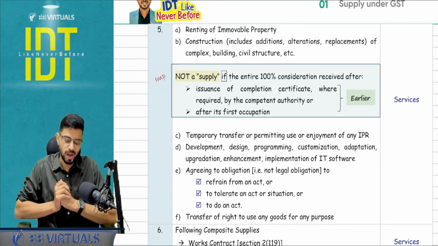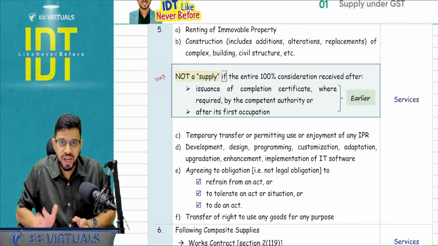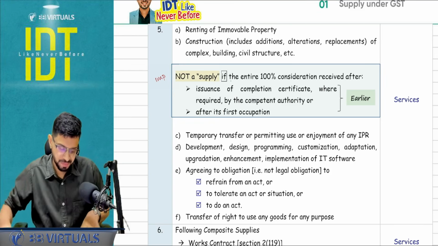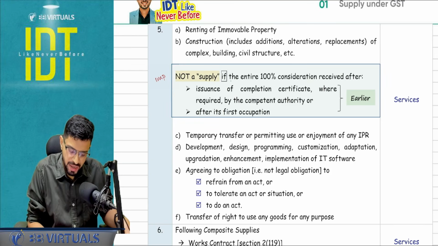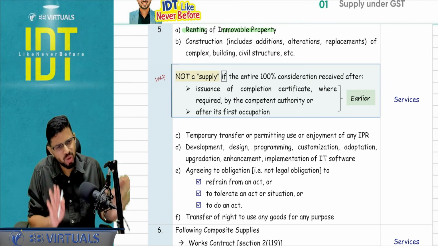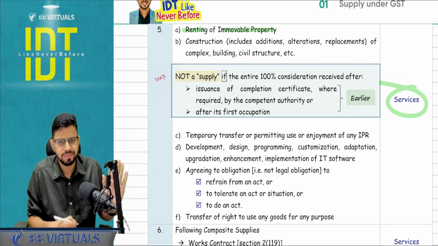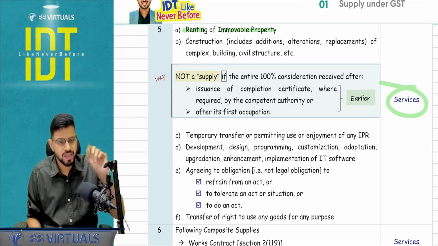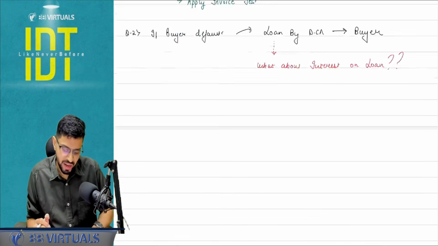Okay. Now, paragraph number 5, very important. Very, very important. Please pay attention. Renting, again, they are repeating. We know renting of property is services. Construction. Now here our analysis has to come.